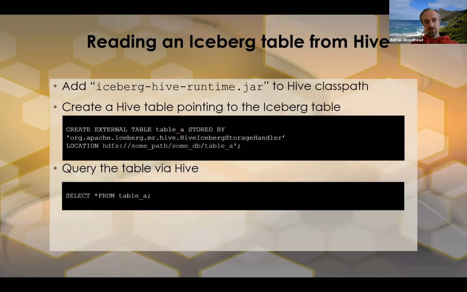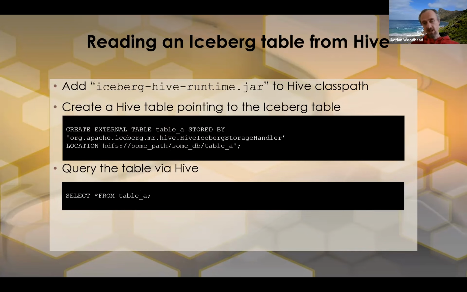If we want to then read that from Hive, the Iceberg project produces an Iceberg Hive runtime, so you can add that to your classpath of whatever Hive tooling you're using. Then this is one way of doing it. You can create a Hive table. In Hive, you just create an external table stored by the storage handler, and you point it at the location. And then you can start querying the data.